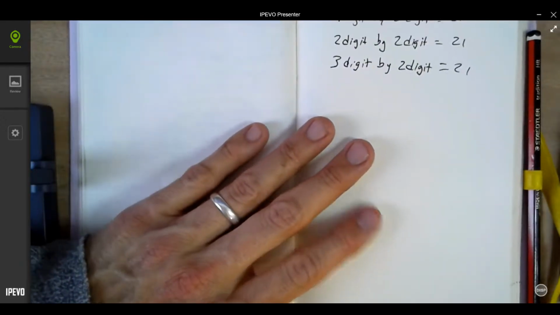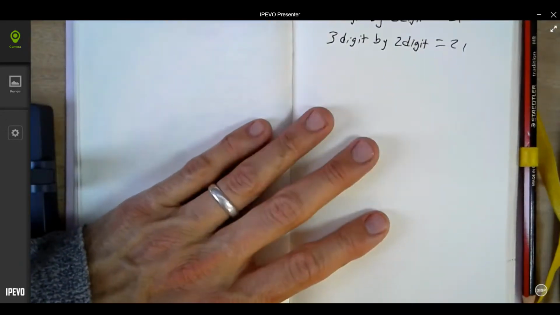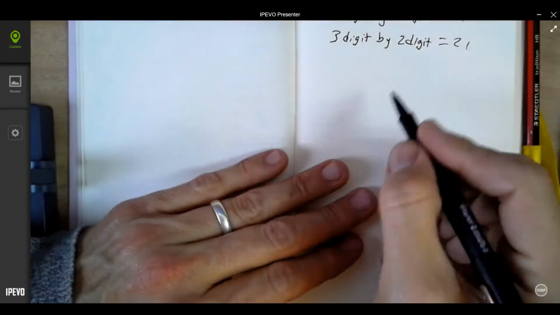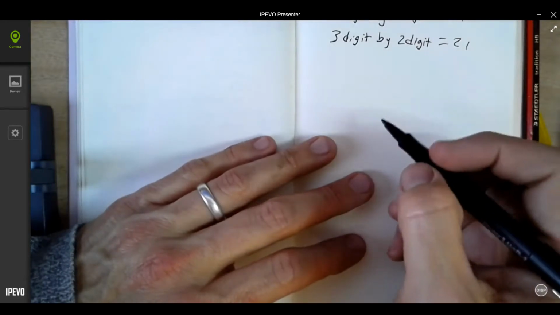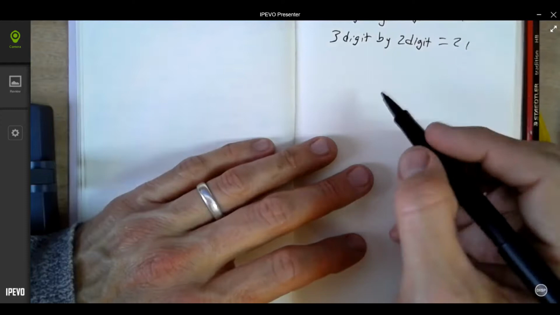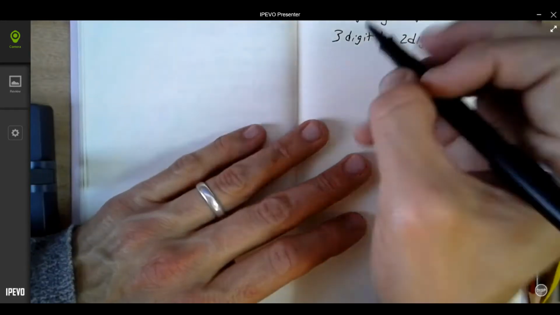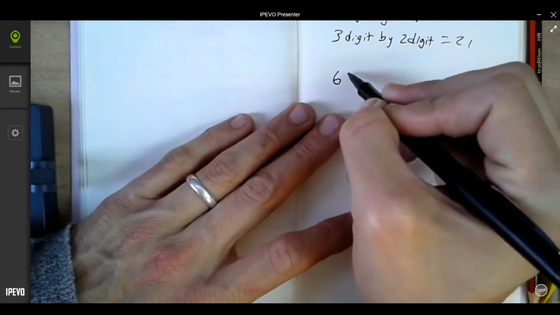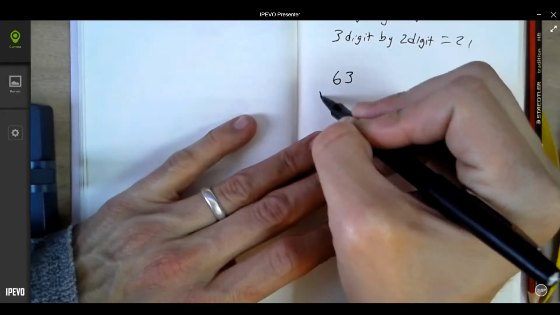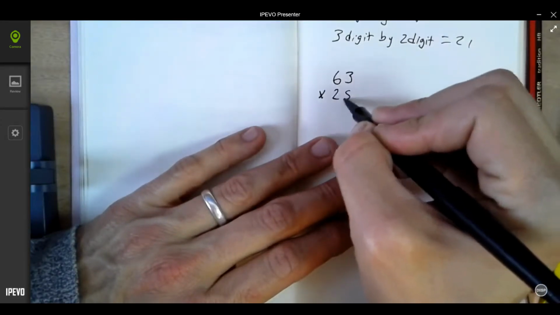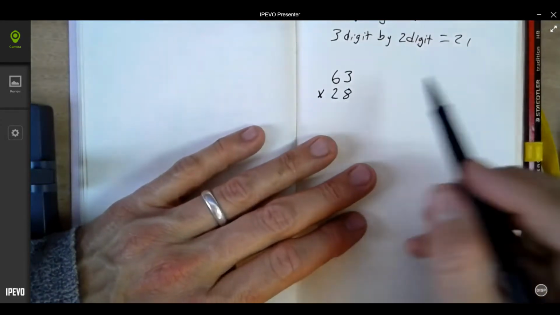Okay, so let's take a look at a couple problems and go through the steps again. I'm going to try and show it a different way than I showed you today. So you have multiple ways to see it, and if you need more resources, I can do that. So let's look at a two digit by a two digit, something like 63 times 28. Again, first thing I'm going to do is estimate.